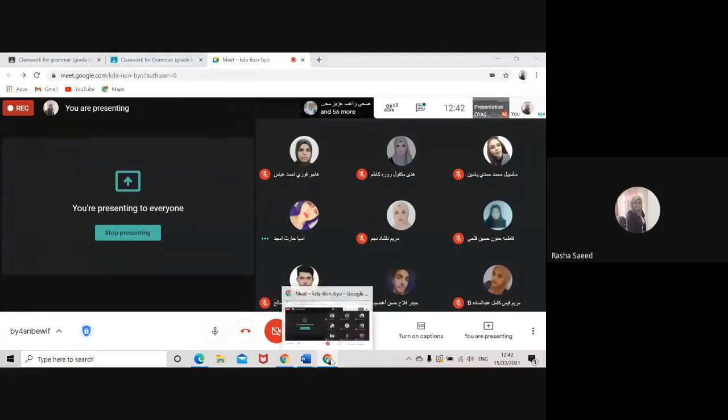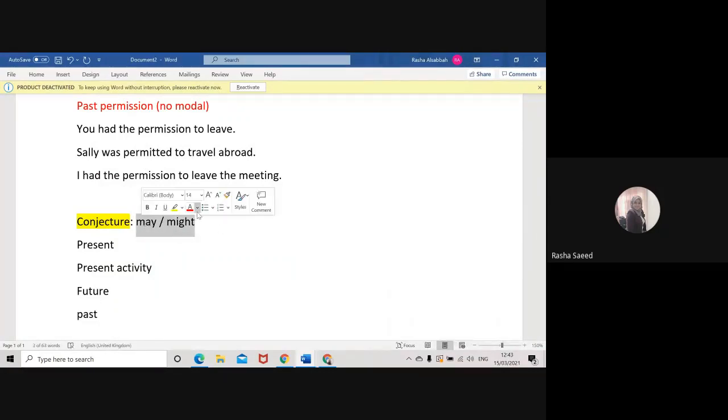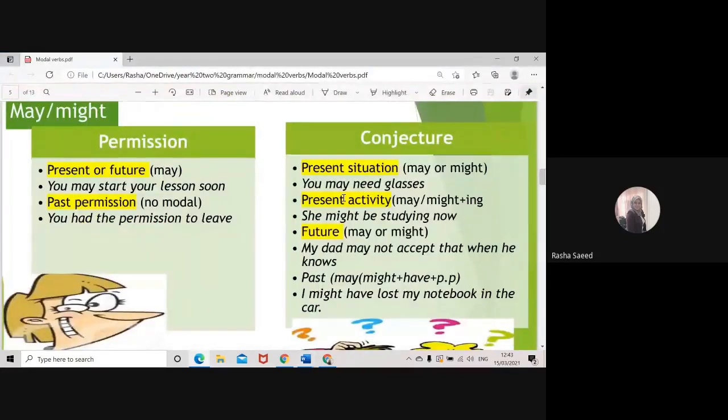All right. In conjecture, we said that you are expecting something to happen. And in conjecture, we can use either may or might. Conjecture is referring to the present time, as we explained on the board. So we said that there's conjecture about the present situation. For instance, you may need glasses. That is, there is a possibility that you might need glasses.